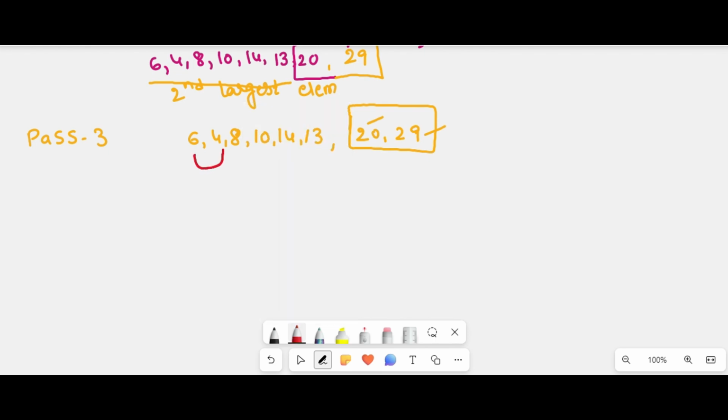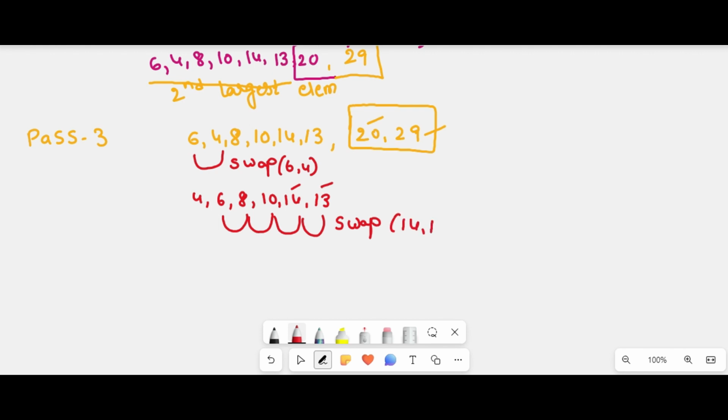So now compare 6 and 4. These two are not in proper order. So what shall we do? Swap 6 and 4. Then 4, 6, 8, 10, 14, 13. Next compare these two, in proper order. 8 and 10, in proper order. 10 and 14, in proper order. 14 and 13, not in proper order. Not in proper order means the left side element is greater than the right side element. So swap 14, 13.